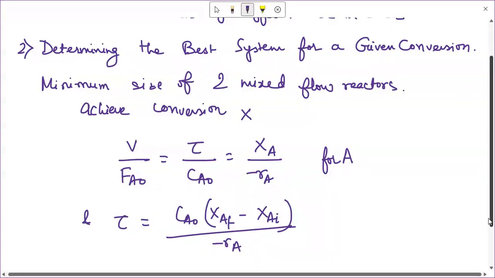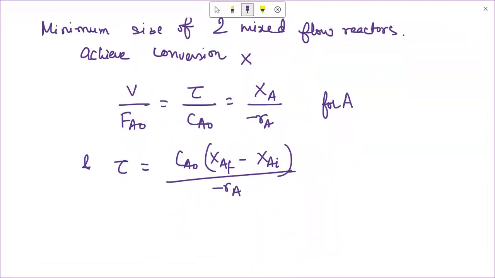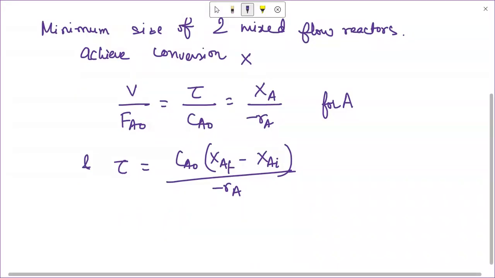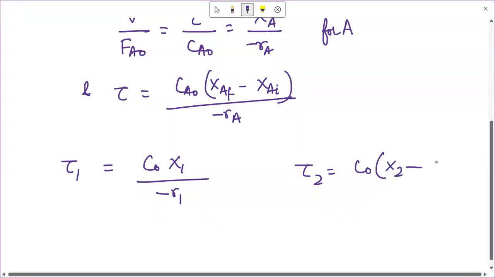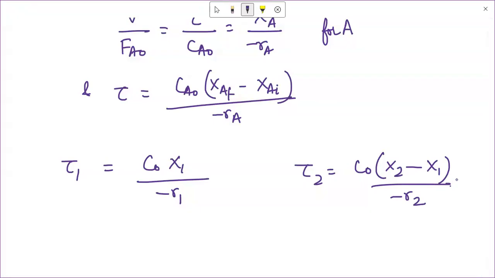Now proceeding to the main concern. Since we have two reactors at hand, we'll write the expression for the space time first. So, tau 1 is simply C0 x1 by minus R1. For tau 2, you can write C0 times x2 minus x1 by minus R2. These are fairly simple, obtained from the design equations of the problem.